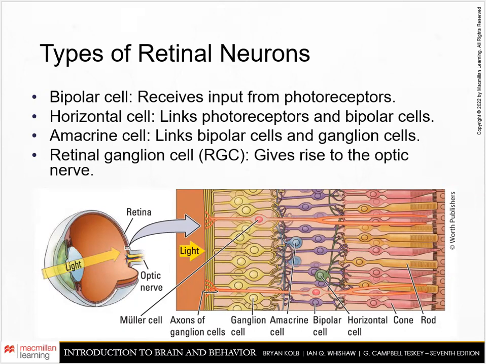Getting into some of the types of retinal neurons. There are bipolar cells. These receive input from photoreceptors. So photoreceptors, rods and cones, right? There are horizontal cells. These link the photoreceptors and the bipolar cells. There is the amacrine cell, which links bipolar cells and ganglion cells. Then there is the retinal ganglion cell, or the RGC. This gives rise to the optic nerve.